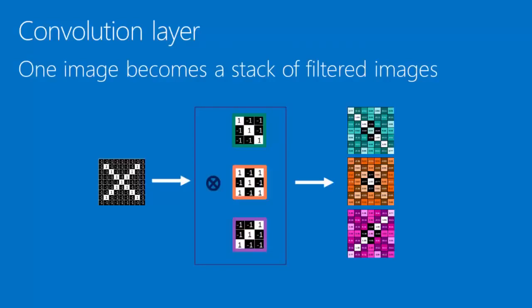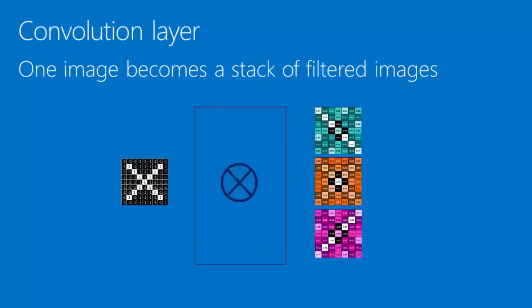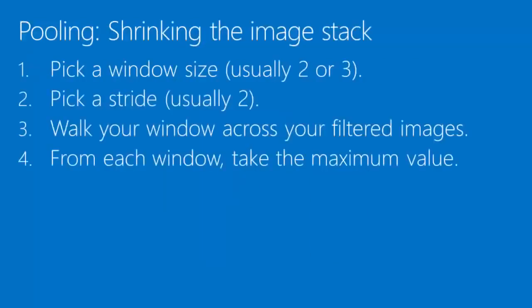This act of convolving an image with a bunch of filters, a bunch of features, and creating a stack of filtered images is what we'll call a convolution layer. A layer because it's an operation that we can stack with others, as we'll show in a minute. In convolution, one image becomes a stack of filtered images. We get as many filtered images out as we have filters. So convolution layer is one trick that we have.